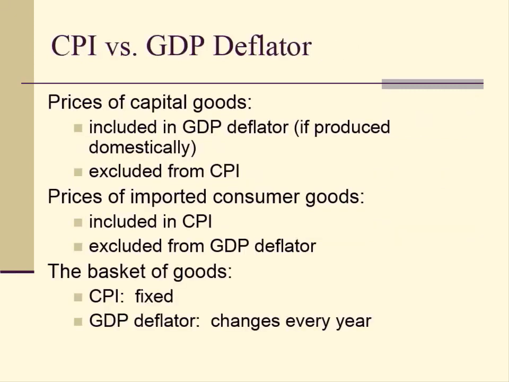Now let's go through three key differences between the CPI and the GDP deflator. The first difference is that the prices of capital goods that firms buy are included in the GDP deflator if produced domestically, but excluded from the CPI because the CPI includes only consumption. Second, the prices of imported consumer goods are included in the CPI, for example Japanese cars, but excluded from the GDP deflator. Finally, the basket of goods for the CPI is fixed, whereas for the GDP deflator it changes every year.